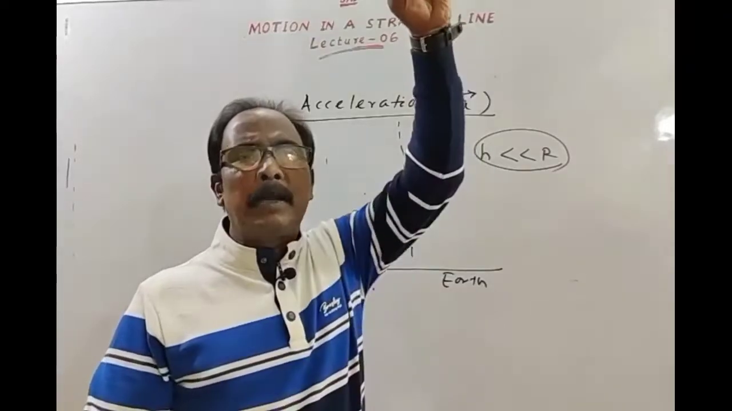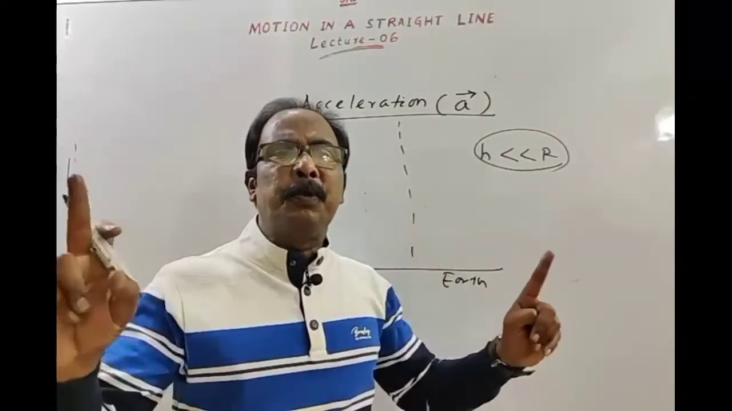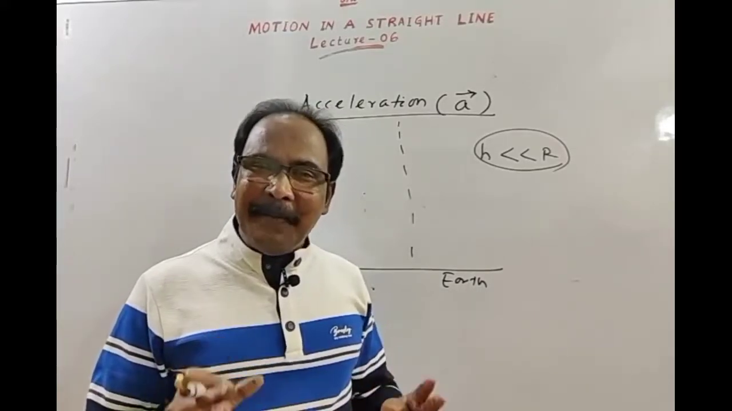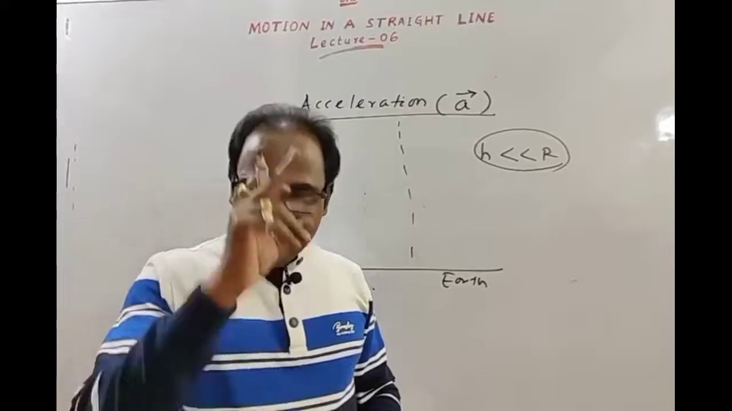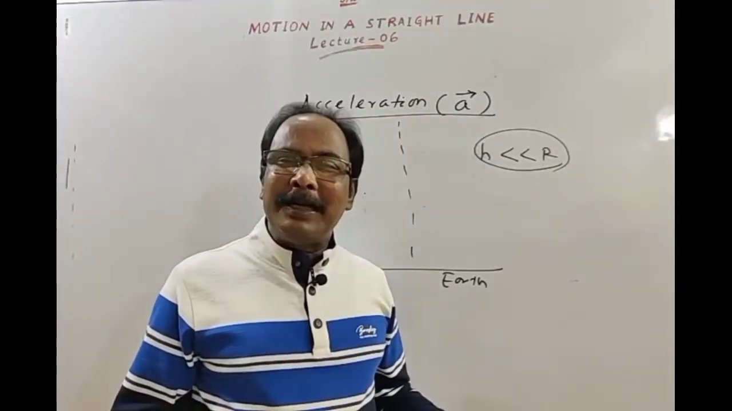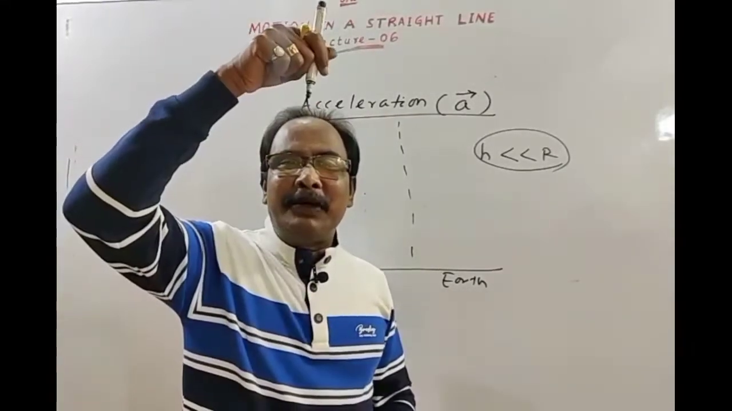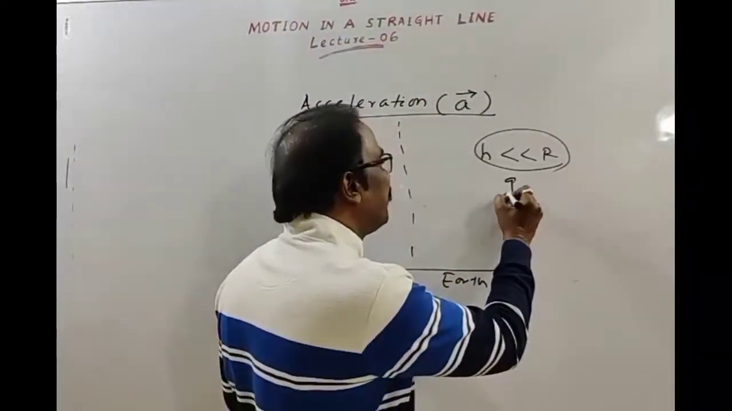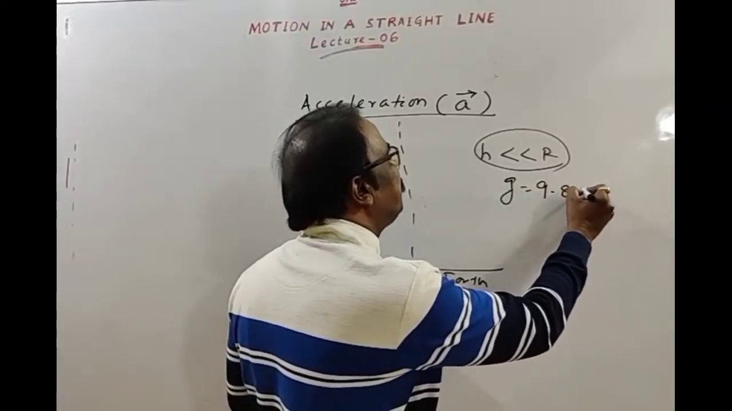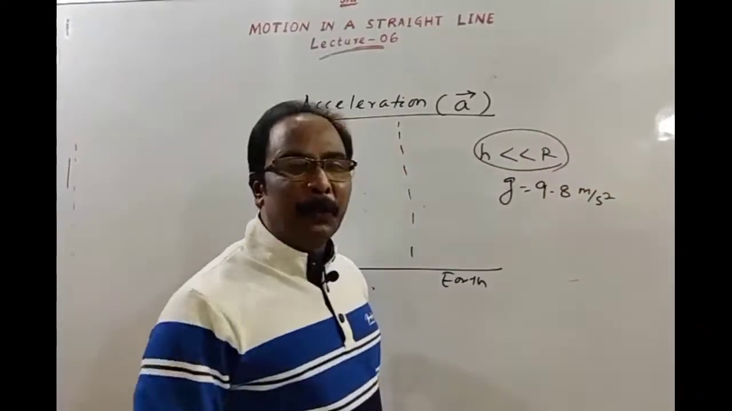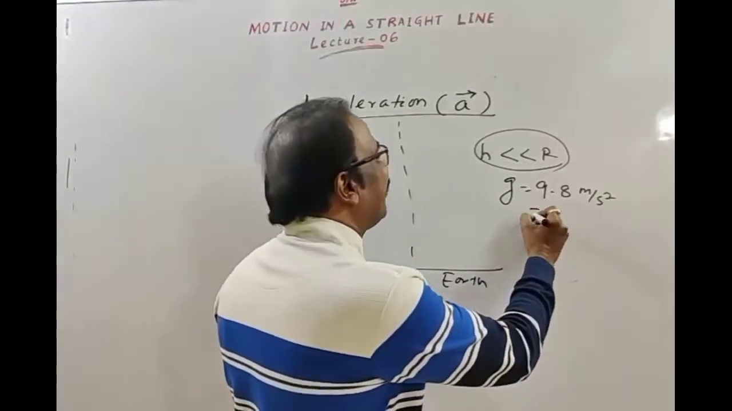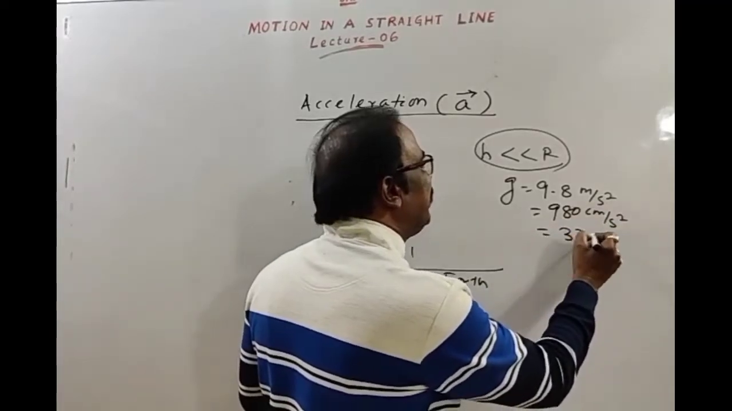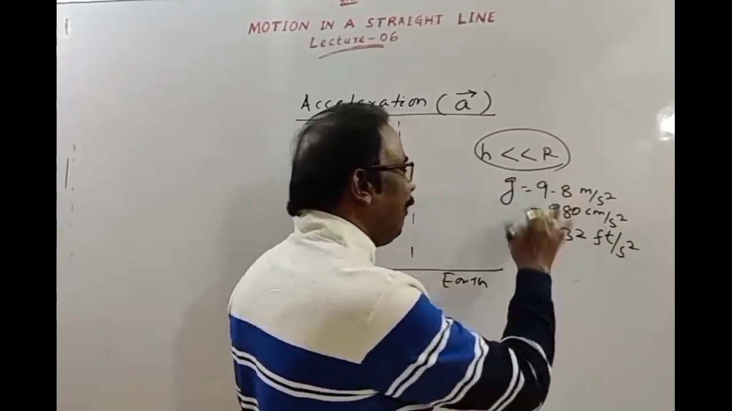If the height above the surface of Earth is less than 6400 kilometers, then we may consider acceleration due to gravity to always remain constant. It is always directed vertically downward, and the standard value of acceleration due to gravity is 9.8 meter per second square in MKS, 980 centimeter per second square in CGS, and 32 foot per second square in FPS.